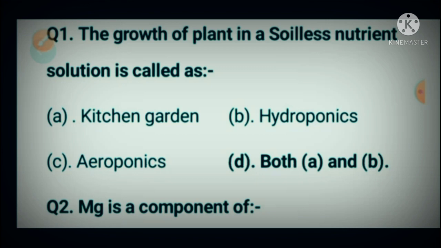The first question appearing on your screen is: the growth of a plant in a soilless nutrient solution is called kitchen garden, hydroponics, aeroponics, both A and B. The right option is both A and B.